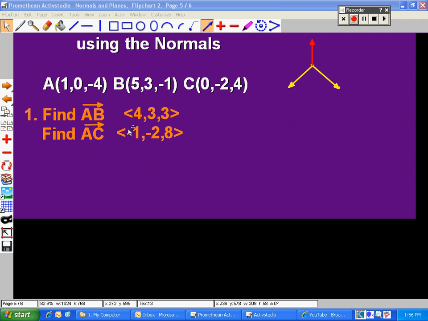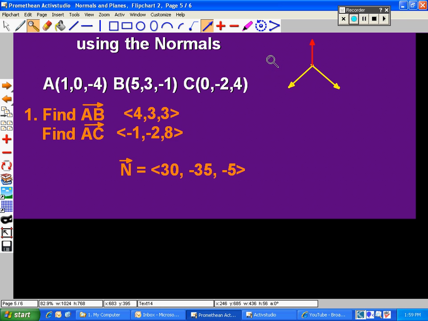Remember, when I find the cross product of these 2 vectors, that's going to give me the normal vector. So I did the cross product of AB cross AC, and I got this normal vector, 30, negative 35, negative 5. If you didn't get this answer, double check how you're doing the cross product, watch out for those negatives, and maybe review the cross product YouTube video.